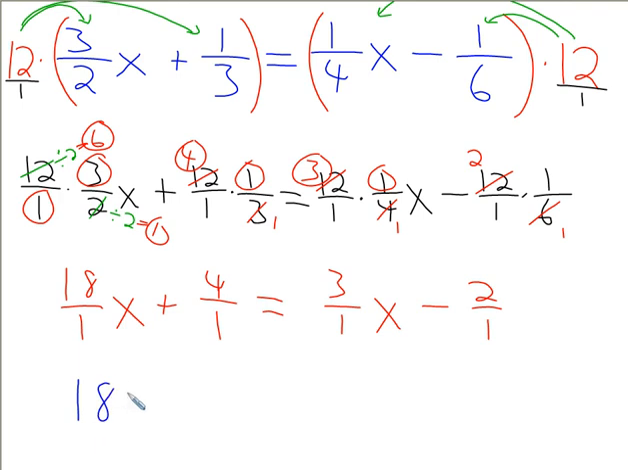from this equation. So we get 18x plus 4 divided by 1 is 4 equals 3 divided by 1, that's just 3x, minus 2 divided by 1, which is just 2. And so you get this more friendly equation that you should find a little bit easier to solve. Right? And so how are we going to solve this equation? Well, we need to get x by itself on one side of the equation.